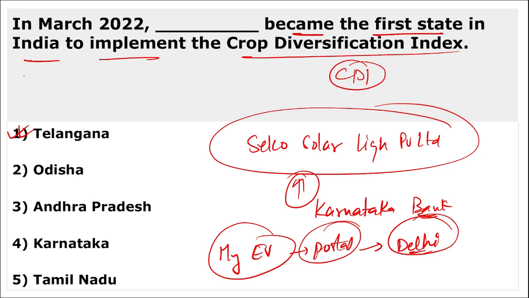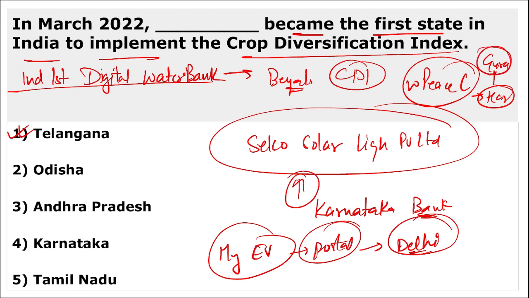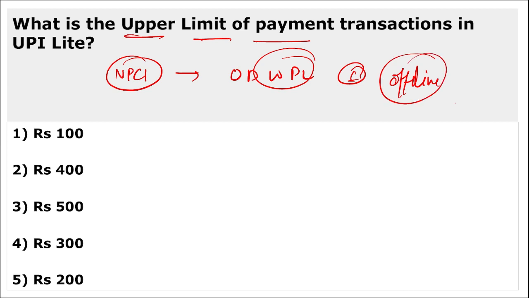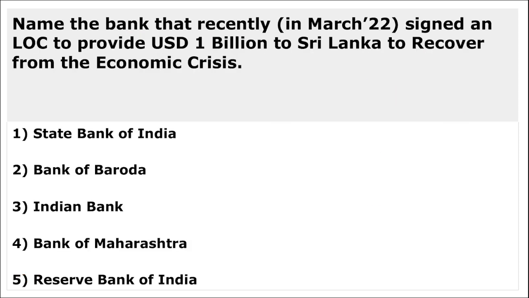My Electric Vehicle. Then India's first digital water bank. Where has India's first digital water bank been launched? It is in Bangalore. India's first World Peace Center is in Haryana, in Gurugram. Next, what is the upper limit of payment transactions in UPI Lite? NPCI, the National Payments Corporation of India, is set to launch an on-device wallet, UPI Lite, for small transactions in offline mode. That means no internet connection will be required, and the upper limit for this transaction will be rupees 200. Then the first country where India's UPI will be deployed is Nepal.